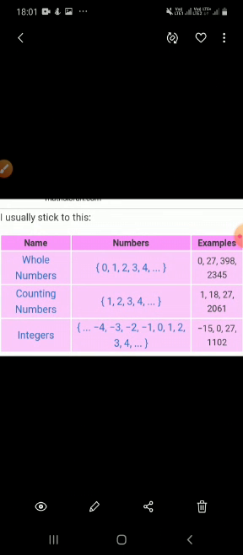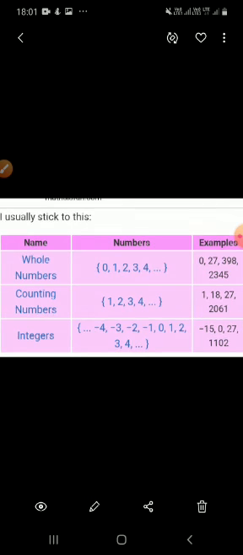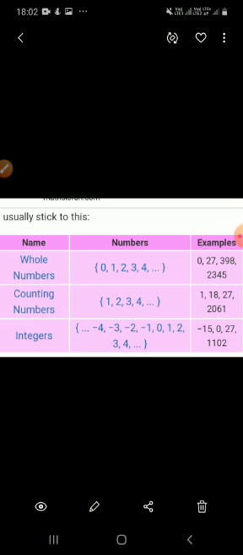Whole numbers, they are the numbers starting from 0: 0, 1, 2, 3, 4 and so on. Some of the examples you can see on the screen. Counting numbers, we start counting from 1: 1, 2, 3, 4 and so on. This makes up another category of numbers, that is the natural numbers. Here it's being written as counting numbers. Next category, integers, includes positive numbers, negative numbers and 0.